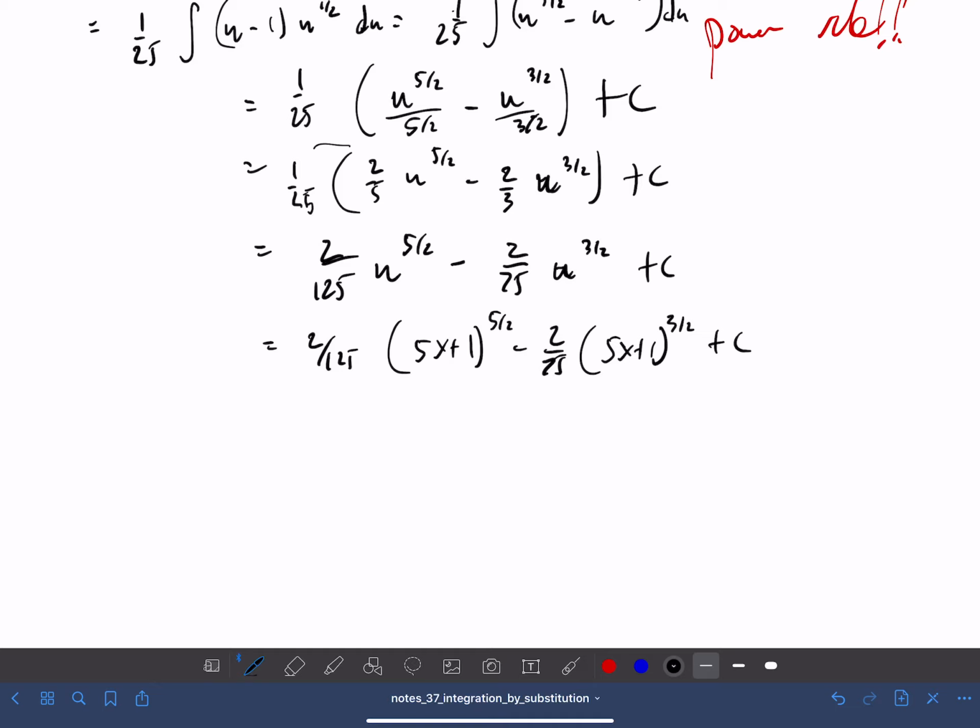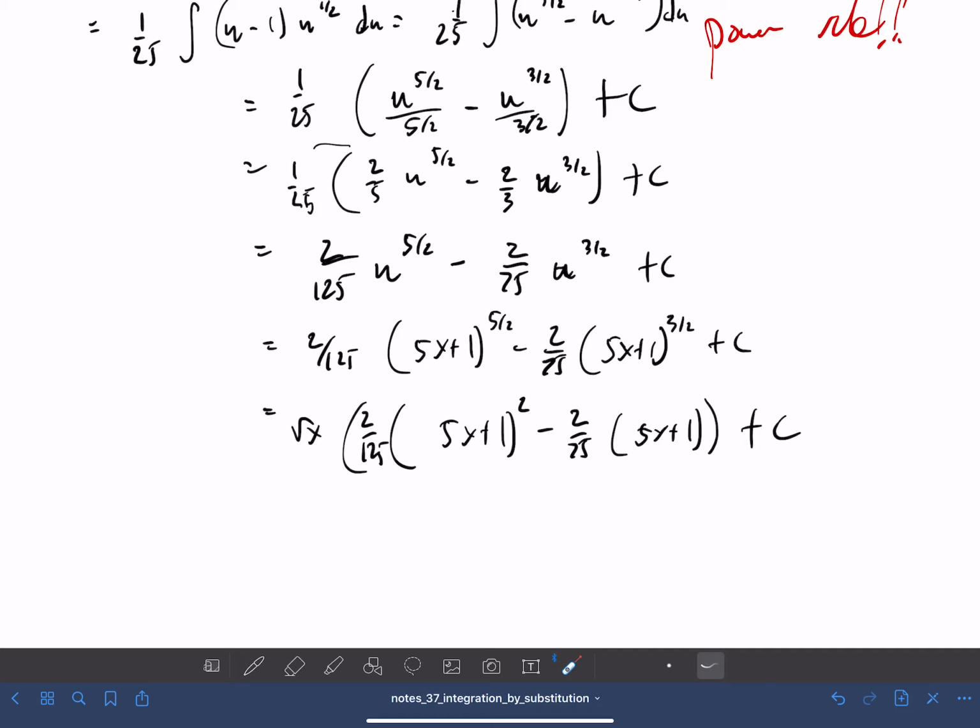And there are various ways that I could continue to simplify this. If you look at the way that the book does this example, they stop here. But depending on how you feel about halves, I could make this be 2 root x over 125 times (5x plus 1) squared minus 2 over 75 (5x plus 1), plus some constant c. I don't know whether you like that more or less. Simplification is always in the eye of the beholder. So I'll probably stop there.